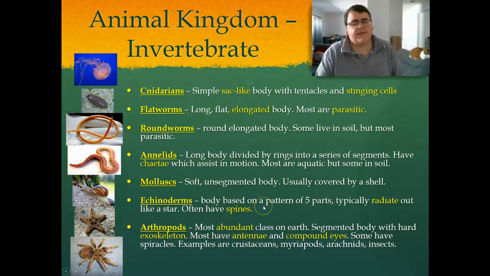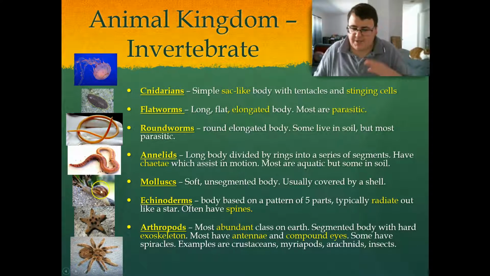Mollusks have a soft, unsegmented body, and they're usually covered by a shell. Usually. There are some key mollusks that are a little bit different that you may not consider as being mollusks. So a typical mollusk is a snail. It's got a soft, unsegmented body, and it's got a shell.